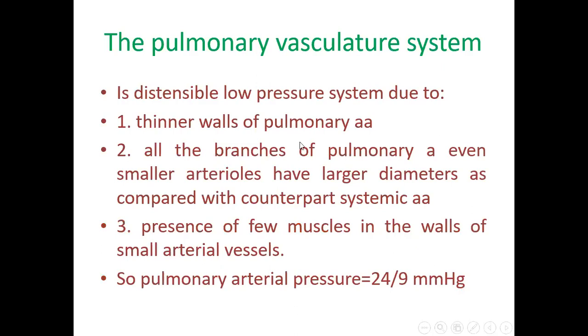The pulmonary vascular system is a low pressure system as compared with the systemic circulation, because of the thinner walls of the pulmonary arteries. The branches of the pulmonary artery, even the small arterioles, have a larger diameter as compared with their counterpart systemic arteries. There are also few muscles in the walls of the small arterial vessels, so pulmonary arterial pressure is 24/9 mmHg, which is lower than the pressure of the systemic circulation.